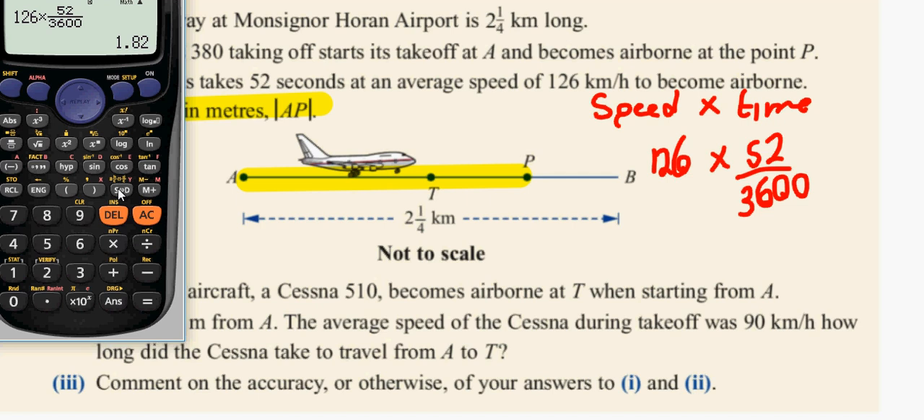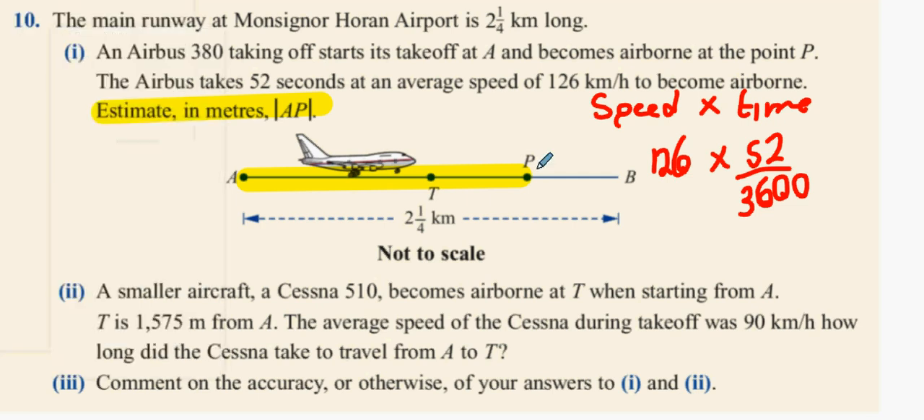Did anybody get 1.82 kilometers? I'm in class, 1.82 kilometers. Good job. Okay. Shh. Okay, guys. Excuse me, guys.